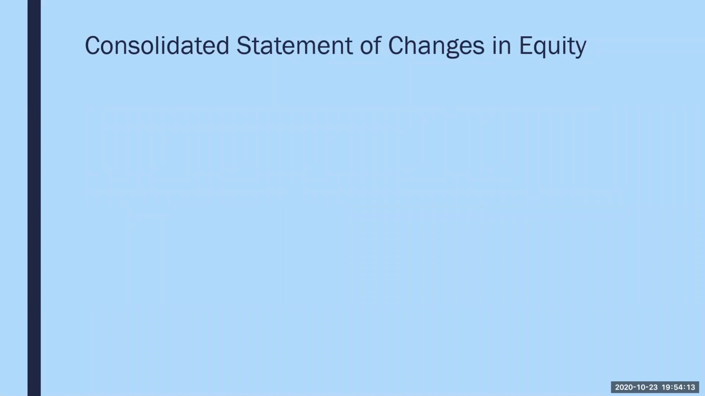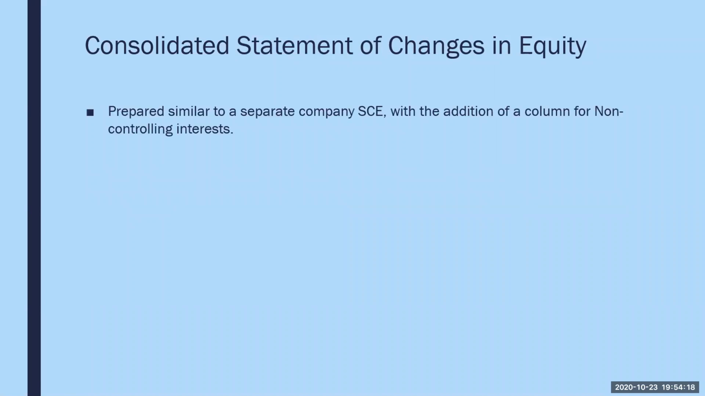The consolidated statement of changes in equity is prepared in a manner similar to a separate company statement of changes in equity, i.e., you typically lay it out in a columnar form. You have various items of equity listed in each of the columns. Because it's a consolidated statement of changes in equity and non-controlling interest is considered part of shareholders' equity, you will have an additional, separate column for non-controlling interest.